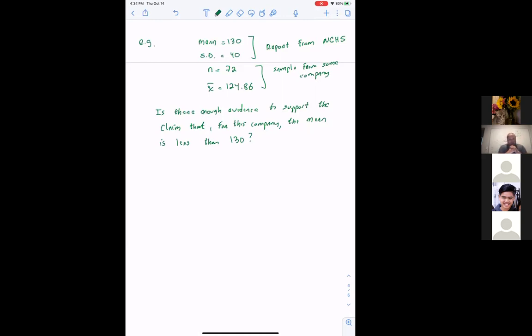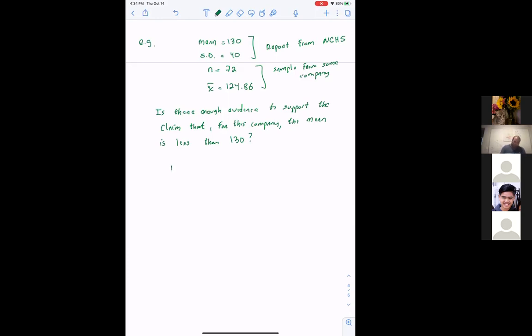But a statistician says, well, wait a second. It's just a sample. Even if the average truly is 130, that doesn't mean everyone's going to be exactly 130. You're going to have some less, some more, some exactly the same. You're going to have people all over the place. So just because my sample is less than 130, is that enough evidence to support the claim that the mean of the entire company is less than 130? So we need to test. This is the question. We've got to test this. We're going to make a hypothesis test.